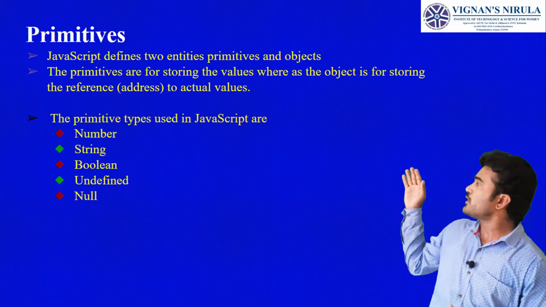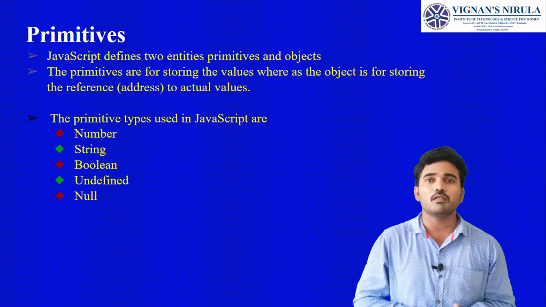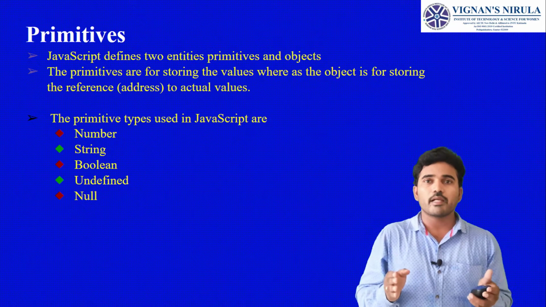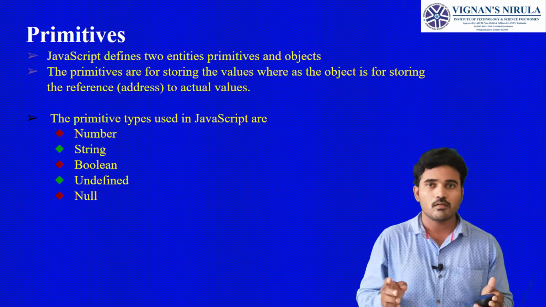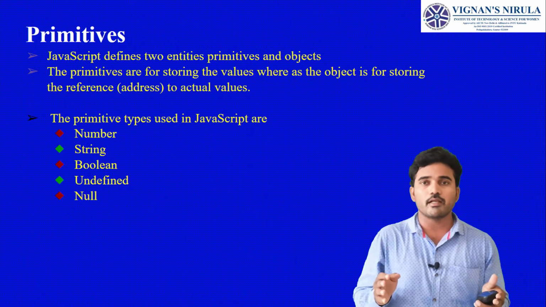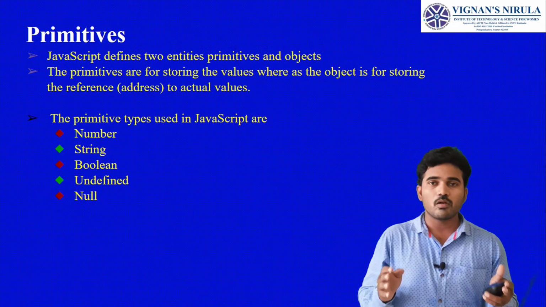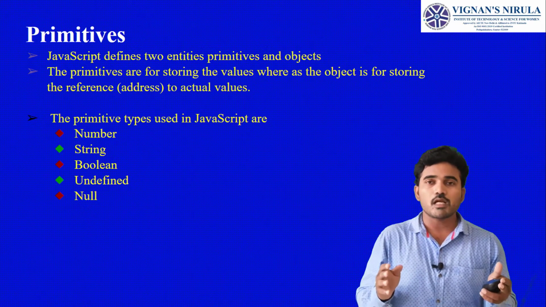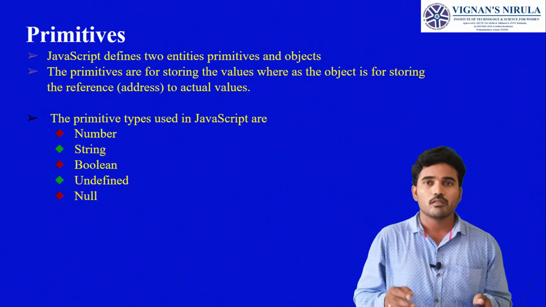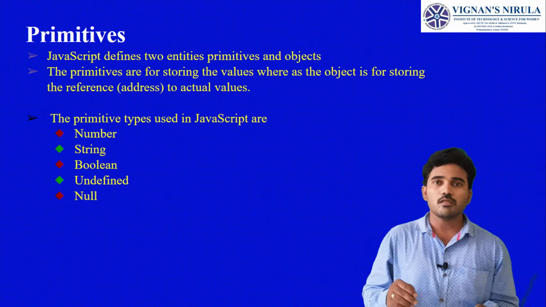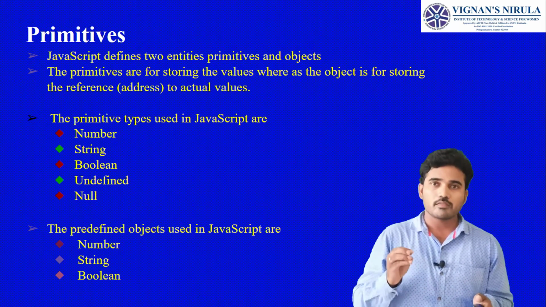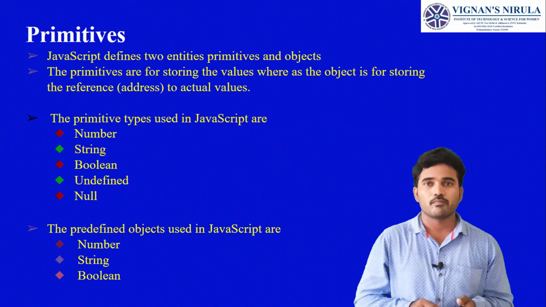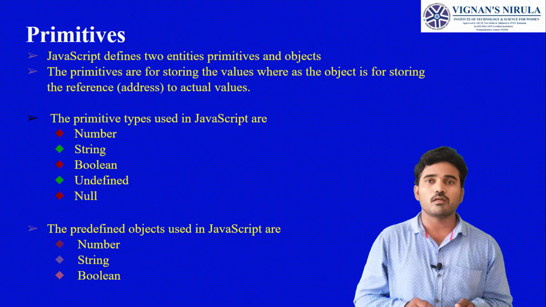The primitive types we have to use are number, string, boolean, undefined and null. You are already familiar with number, string and boolean, that is true or false, whereas undefined means that if a variable is declared which is not assigned any value, then it is an undefined variable. Null means 0. These are normal primitives. And the objects are like a number as well as a string as well as a boolean. So these are about the primitives as well as the objects.